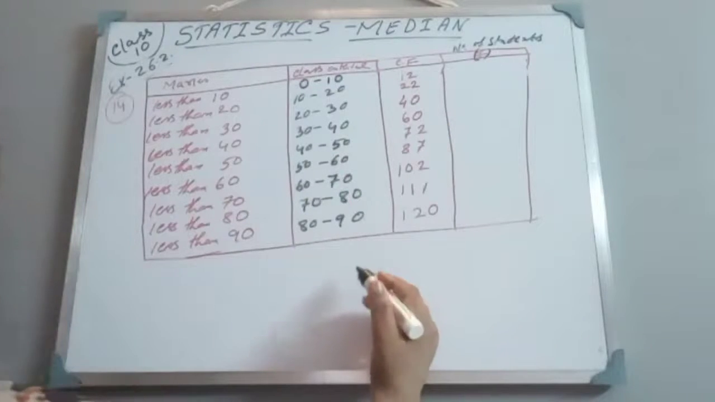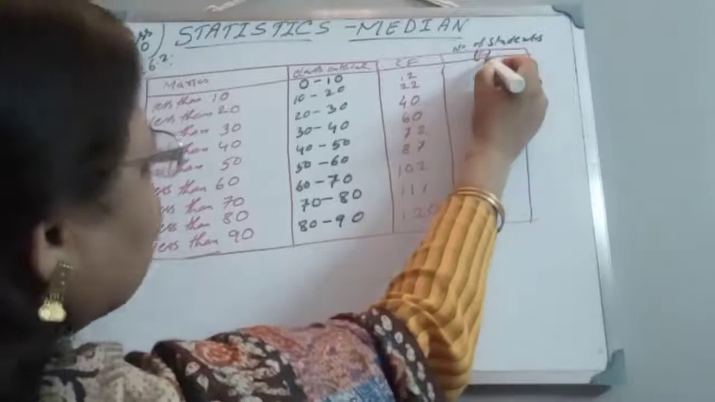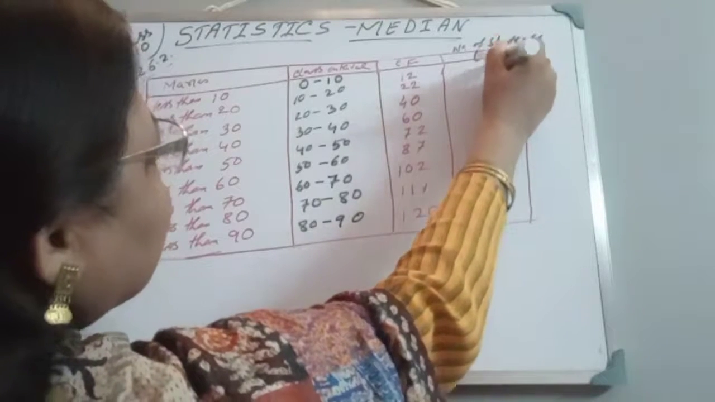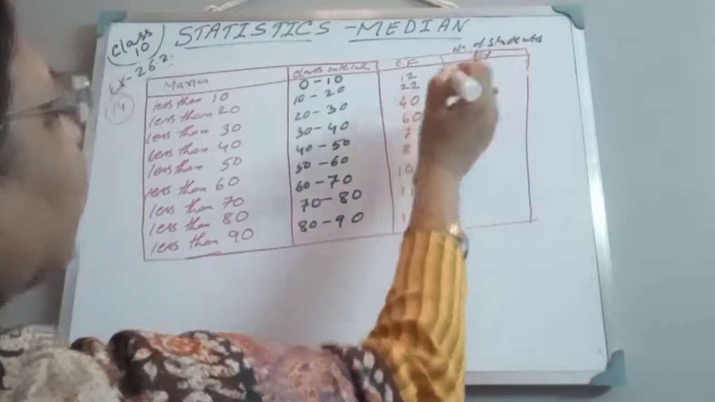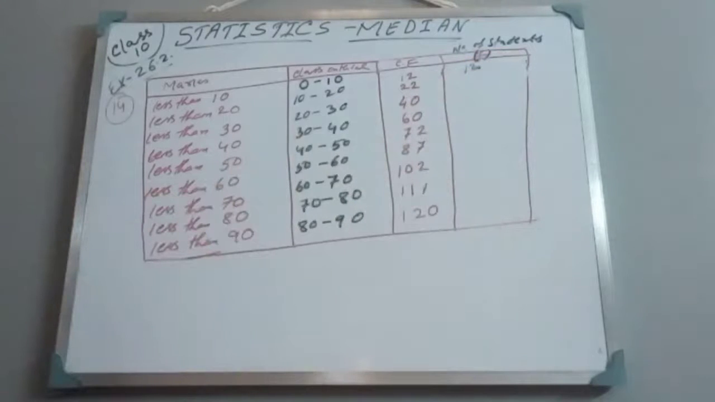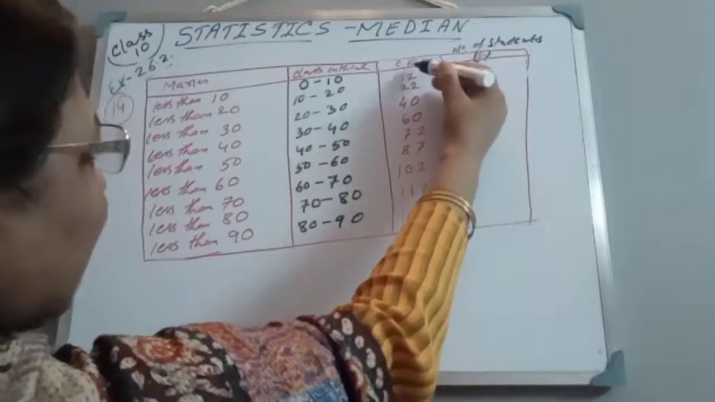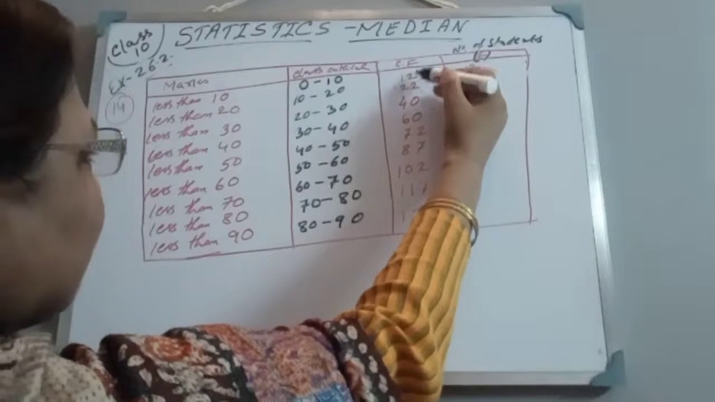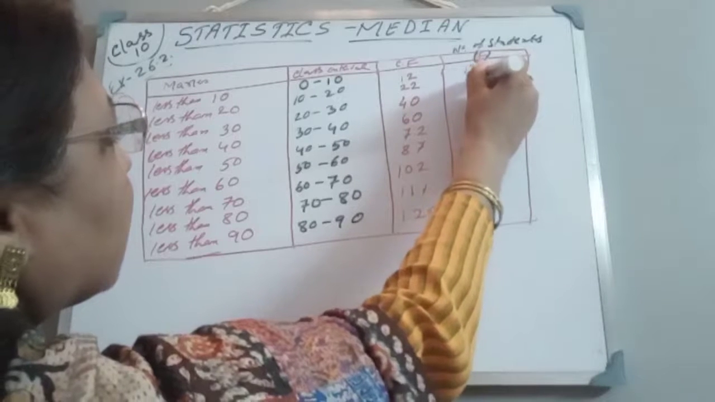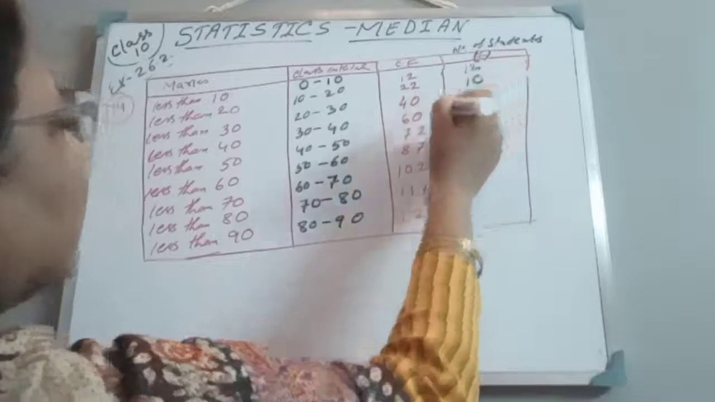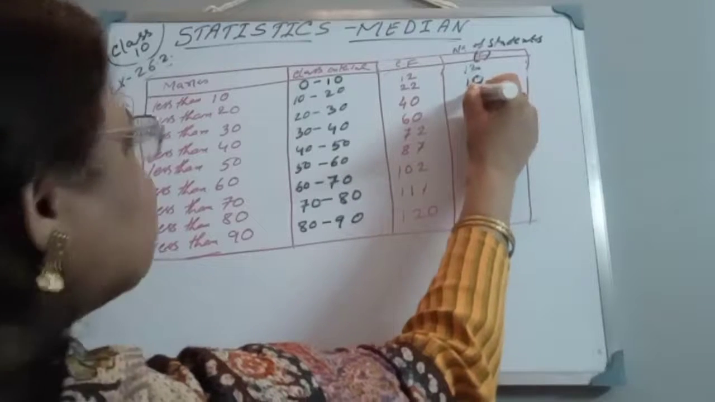Now we have to find the frequency. Cumulative frequency is the running frequency, so the first frequency remains the same as the cumulative frequency, obviously 12. Next, since the cumulative frequency is 22, to find the frequency we do 22 minus 12, which is 10. Next is 40 minus 22, which comes to 18.